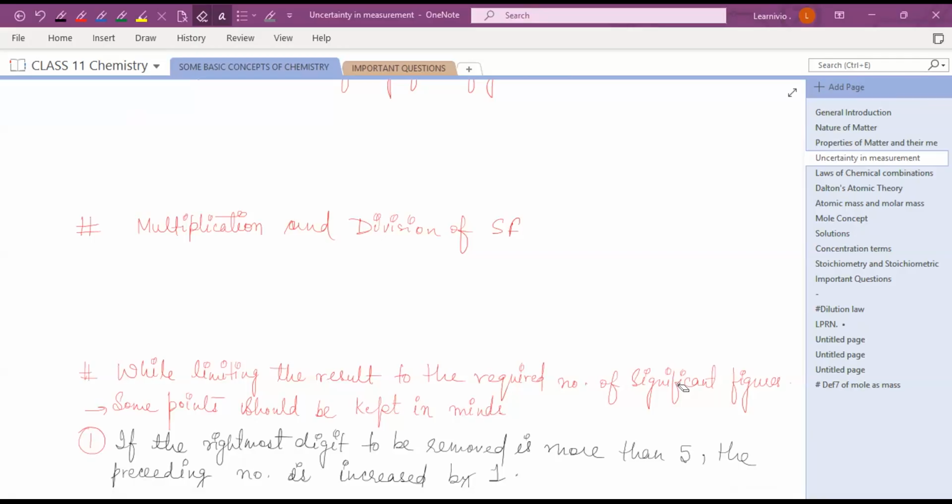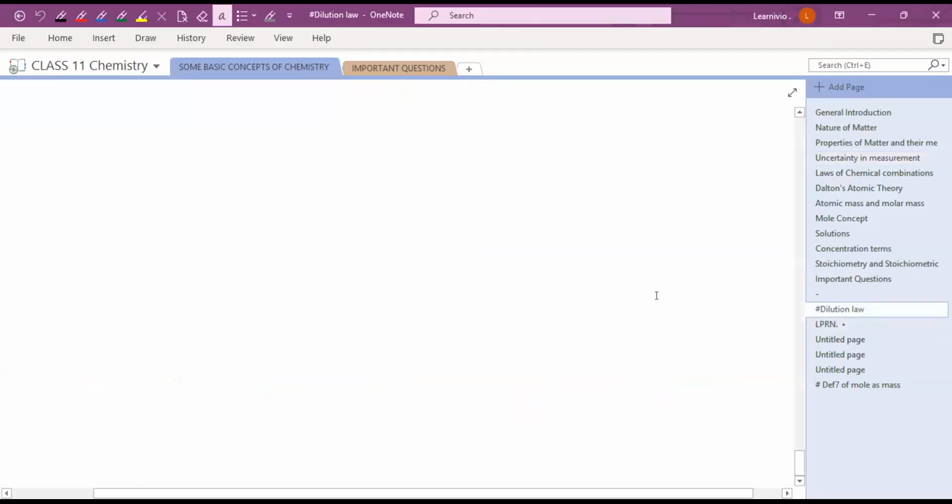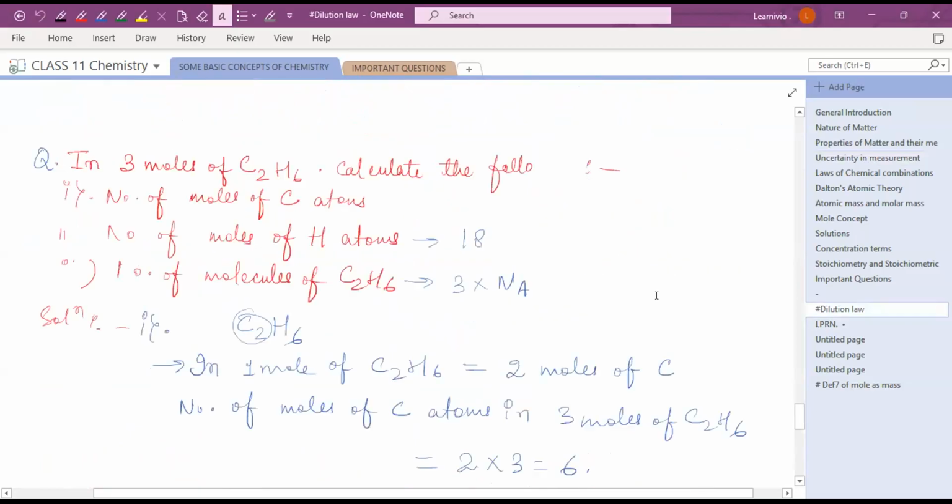See, okay, जब तक फातिमा join नहीं करती है, let's see what is normality. There are some topics like normality and dilution law which we missed. Okay, inshallah, I will cover this.